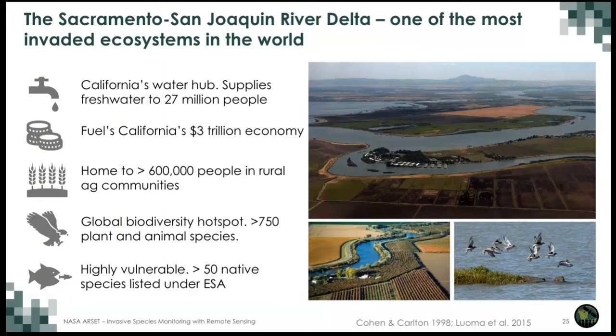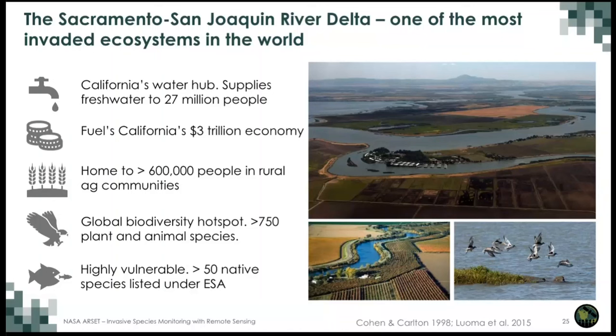But those water exports that built up our agriculture and urban areas in California also came at a huge cost, which was the collapse of California's once famous salmon fishery, the loss of wetlands, the loss of wildlife habitat, the damming of rivers, and the loss of many fish and wildlife species.